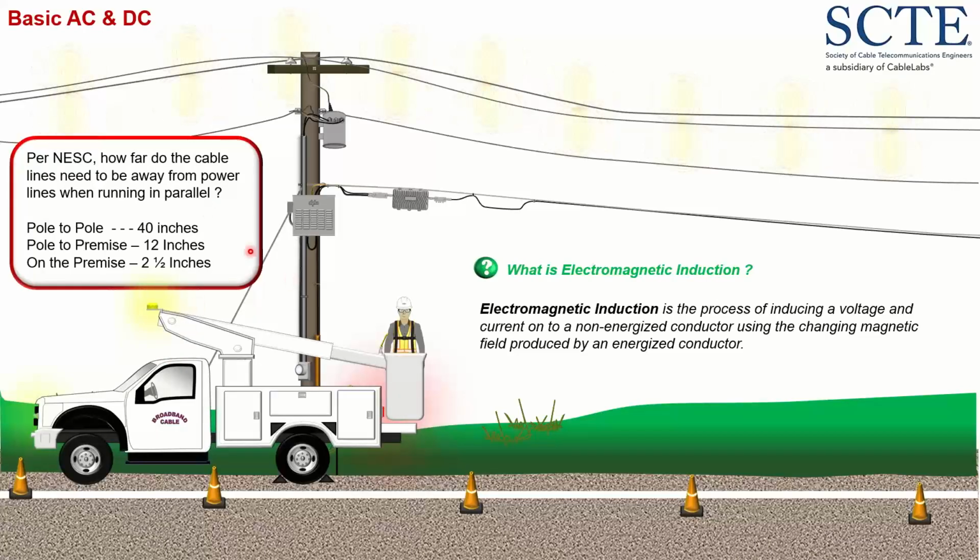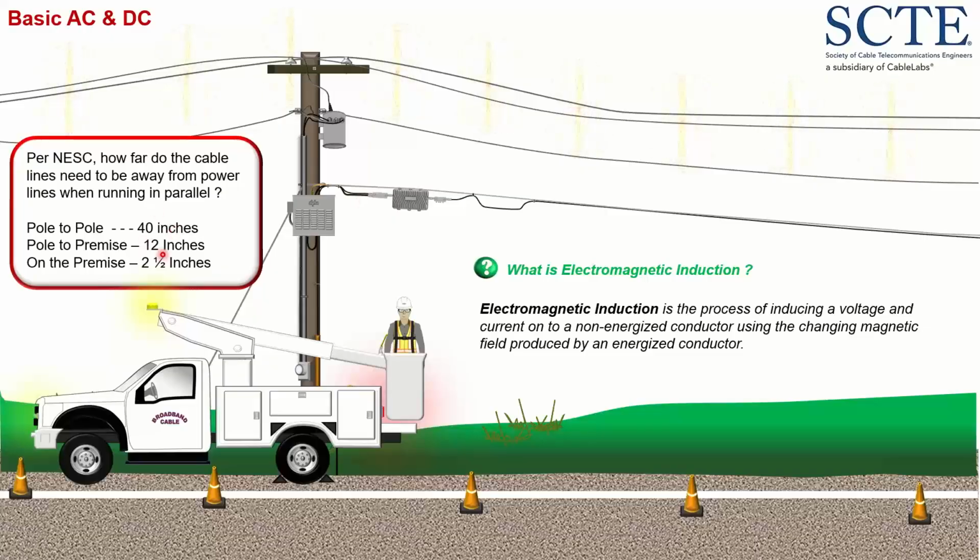So we abide by the National Electrical Safety Code and the National Electric Code. The National Electrical Safety Code tells us we need to keep our cable lines away from power lines, right? Pole to pole, when we're running parallel to power lines, we're supposed to stay a minimum of 40 inches. And in some jurisdictions that may be increased. It may actually be a greater distance, but the minimum is 40 inches.